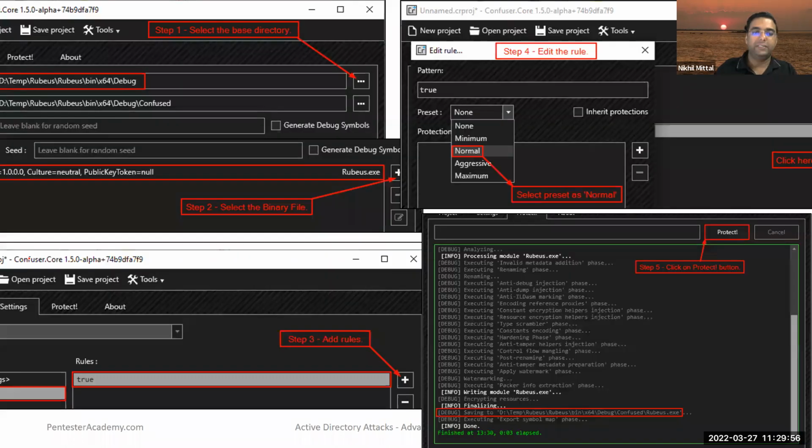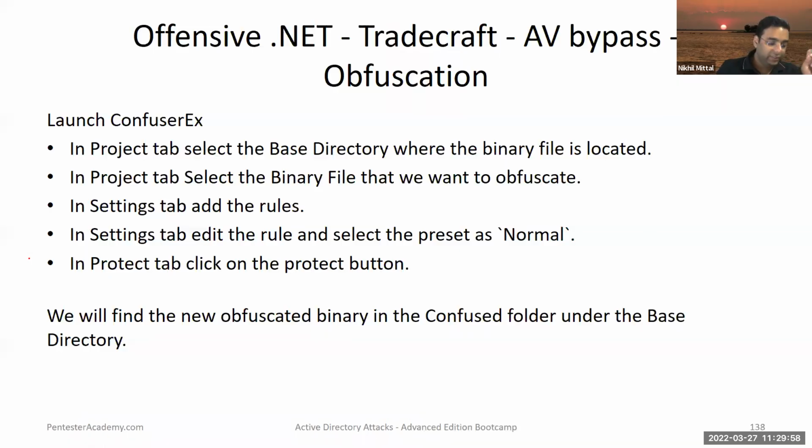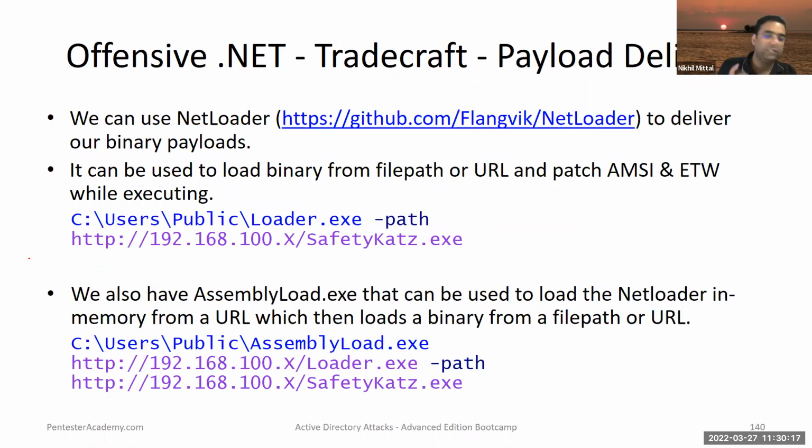Now, please keep in mind that this bypasses signature-based detection. There are behavior-based detections as well, in fact, even for Windows Defender. For example, as you will see in a few minutes, there is a behavior-based detection when we are using loader.exe, even for Windows Defender, and we'll see how we can bypass it. Now, that was the AV bypass part. How do we solve the payload delivery?